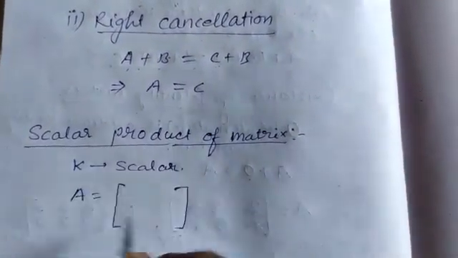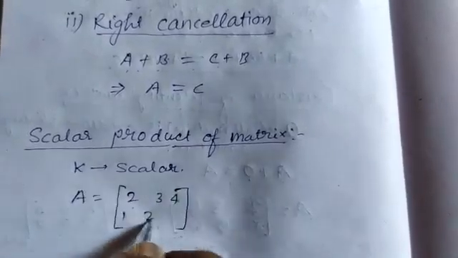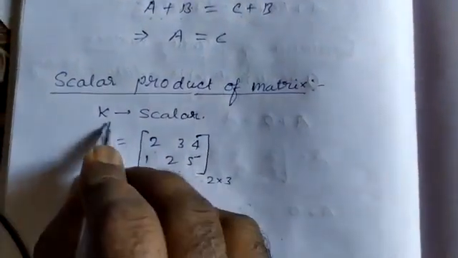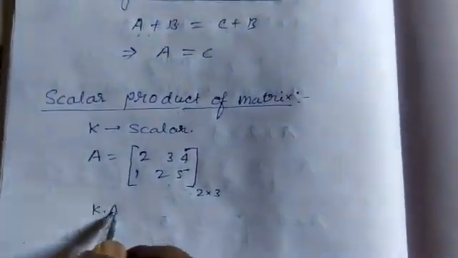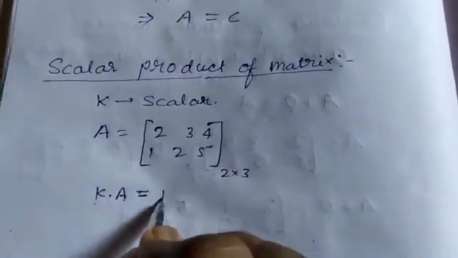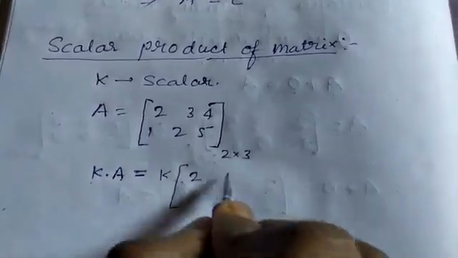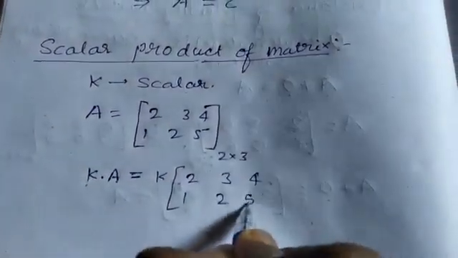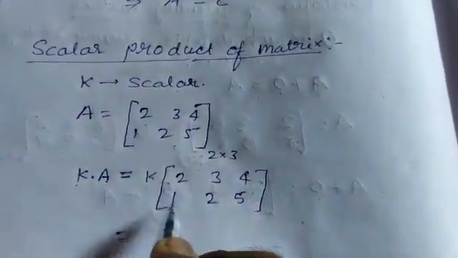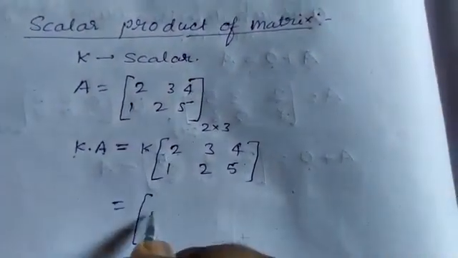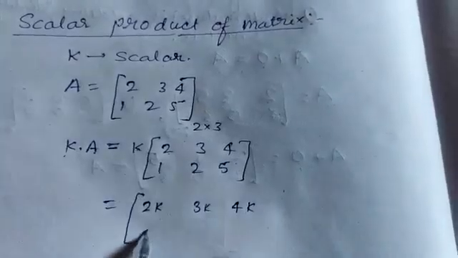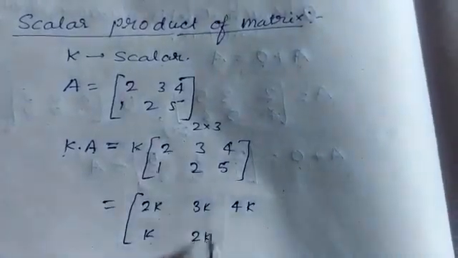For example, let the matrix be 2, 3, 4, 1, 2, 5. This is a matrix of order 2 cross 3. If we have to multiply by K into A, this is a scalar product K into A. We multiply K into all the elements of the matrix: K times 2 is 2K, 3K, 4K, 1 into K is K, 2K, and 5K.